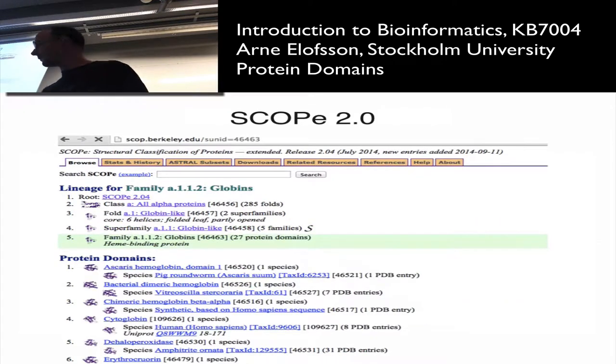You can go further down and look at the hemoglobin. In hemoglobin you have domain 1, and these are then hemoglobins, and you have bacterial dimeric hemoglobins. Hemoglobins are normal tetramers, and there are the cytoglobins and certain myoglobins further down somewhere, etc. Chimeric hemoglobin beta alpha, which then are inside. So there are numbers up here. And this is 31 PDB entries. This is the big one. The normal globins are probably further down, so there are more entries there.